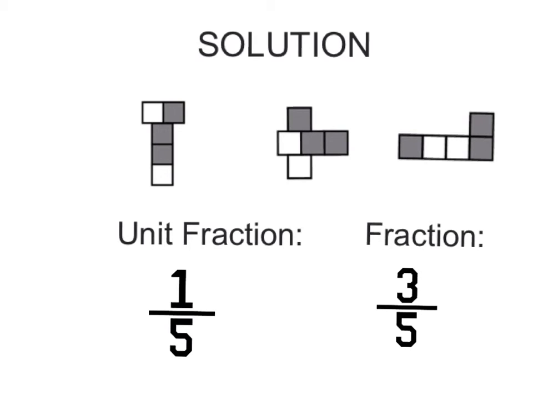The fraction for all three pictures is 3 over 5. All three are showing 3 shaded squares out of the 5 equal parts.